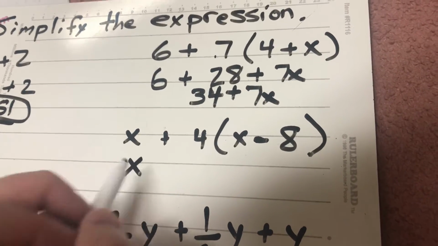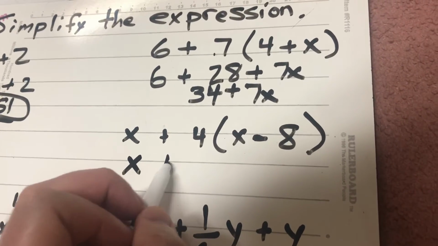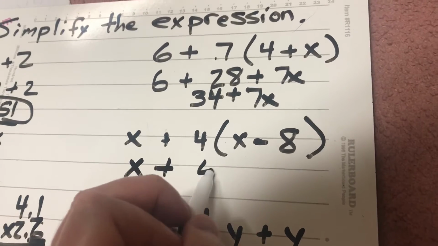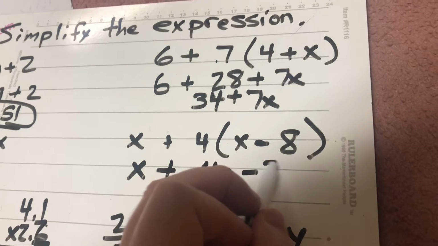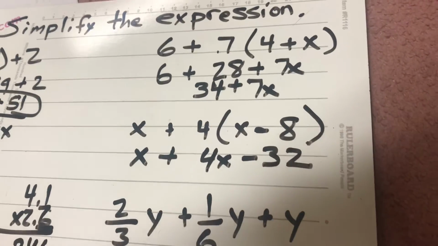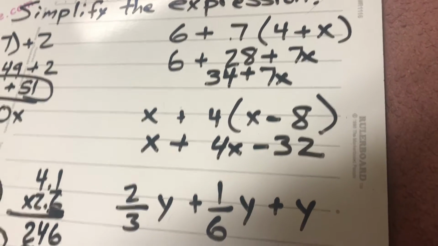I go to this one, x plus 4 times x minus 8 in parentheses. Well, this x stands alone, plus 4 times x, which is 4x. 4 times a minus 8 is going to be a minus 32. 4 times negative 8, negative 32.